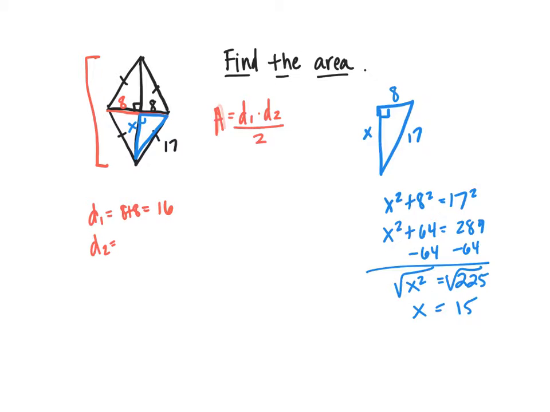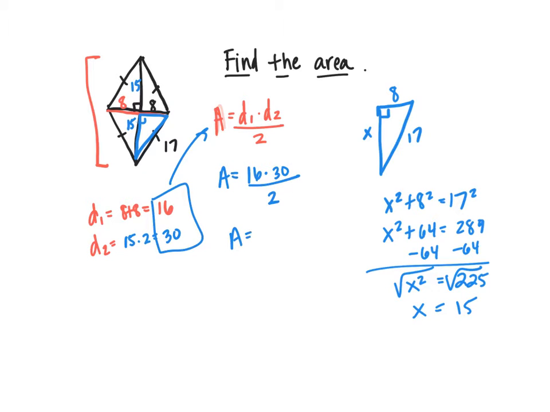So I'm going to go back to the original picture, and I'm going to label this side now where x was. I'm going to call that 15, which means the top length is also 15. So 15 times 2 is 30. So these are the two numbers that we're going to use in the formula. So my total area would be 16 times 30 divided by 2.